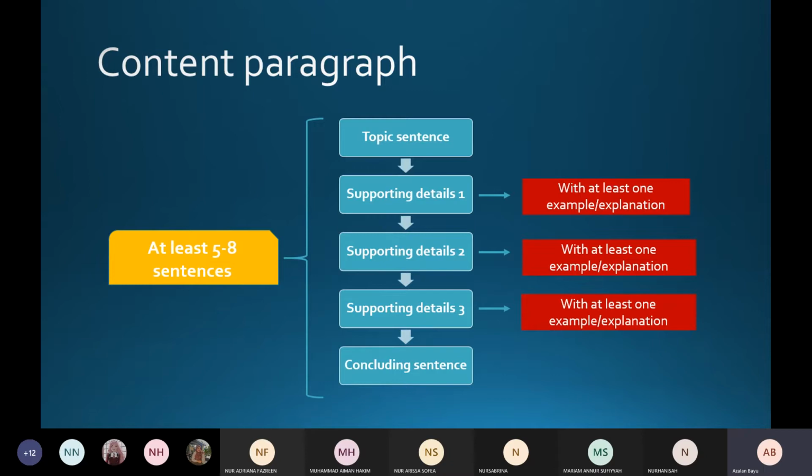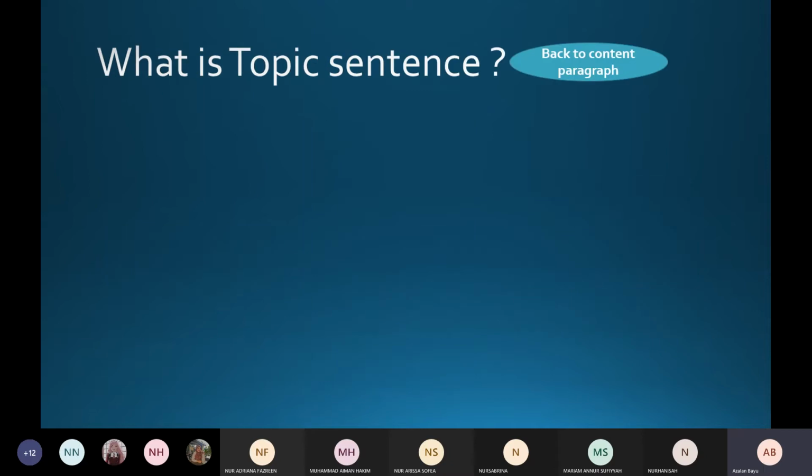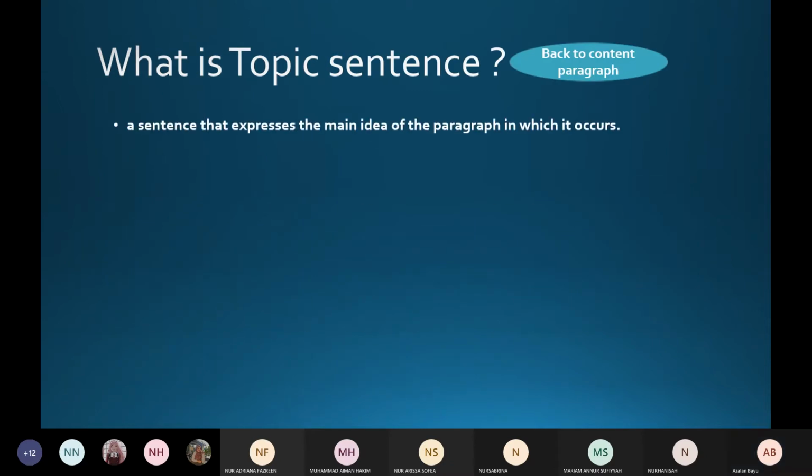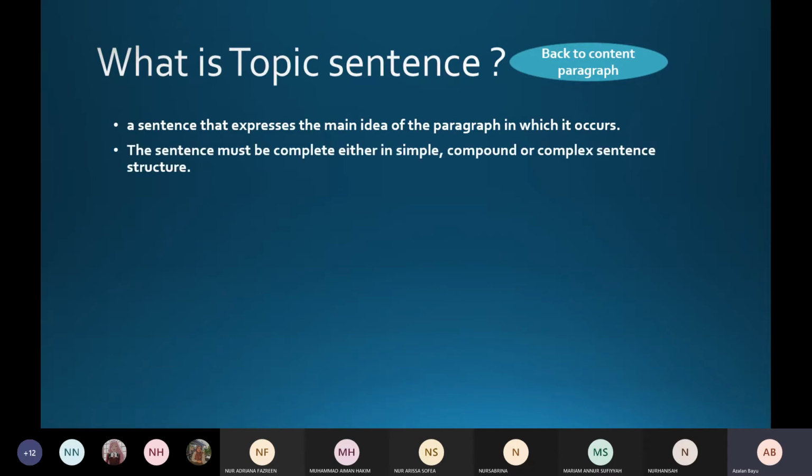Okay, let us look at what a topic sentence is, and what the supporting details are, one by one. What is a topic sentence? A sentence that expresses the main idea of the paragraph in which it occurs. The sentence must be complete, either simple, compound or complex. We will learn later what simple, compound and complex are. What is important is that the thesis statement explains the whole idea of your essay, but the topic sentence expresses the main idea for that particular paragraph. That is the difference.